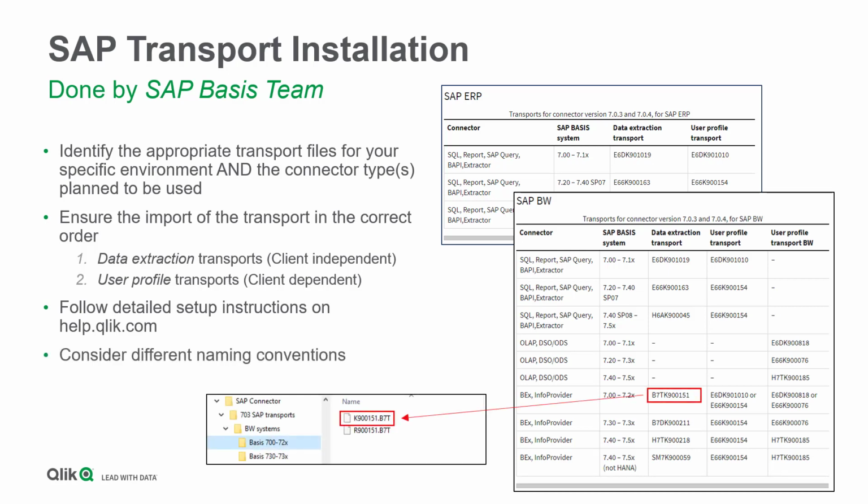Short side note. The transports in the downloaded zip file have a slightly different naming convention than the transport descriptions in the matrix. The first 3 characters in the matrix represent the file type of the transport itself, e.g., the data extraction transport for BEx info provider in SAP system 7.00 to 7.2x is B7TK900151, but the actual file name is K900151.B7T.